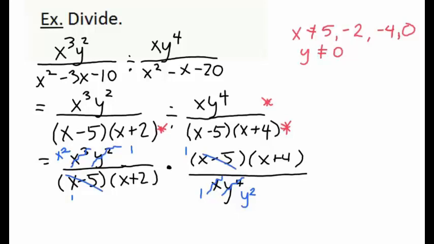So our last step is just to multiply everything together, and we'll end up with x squared times x plus 4 in the numerator, and we have y squared times x plus 2 in our denominator.